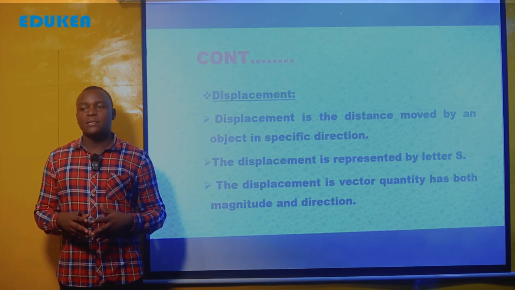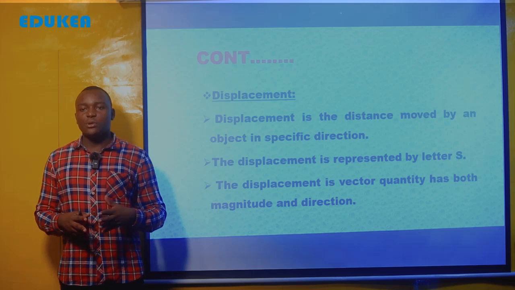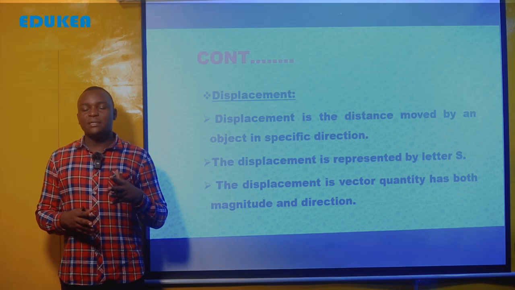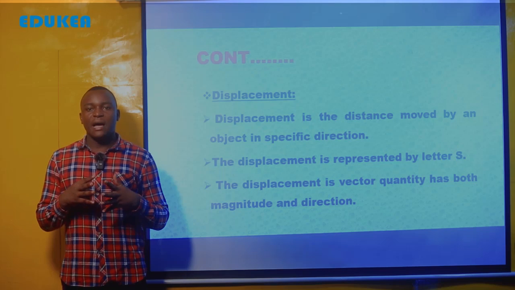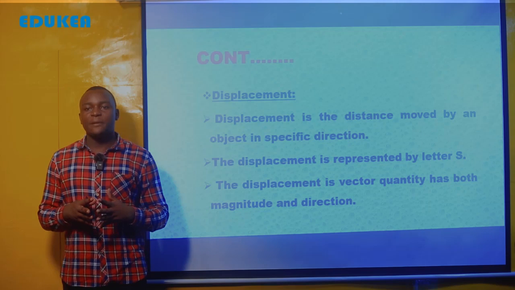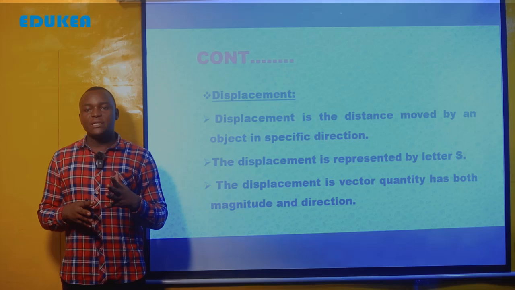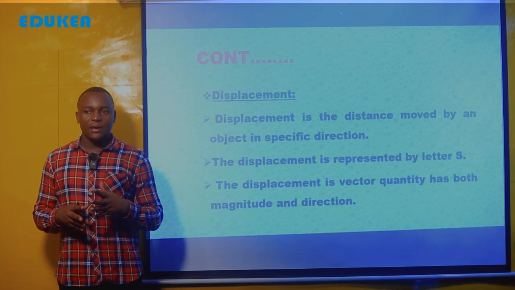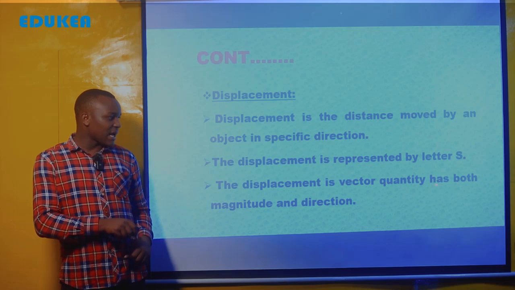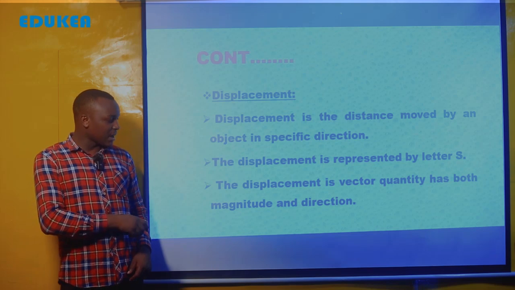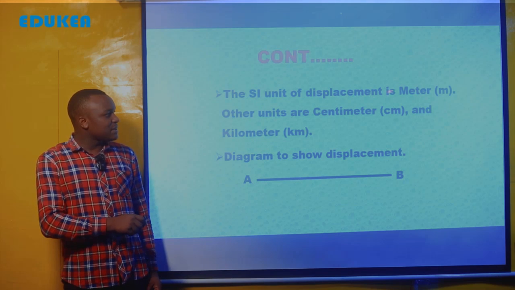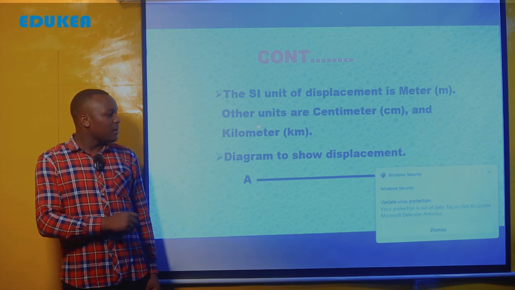But also we say distance is a scalar quantity because it has only magnitude but no direction. But when you talk about displacement, it is a vector quantity which has both magnitude and direction. So we say the displacement is a vector quantity as it has both magnitude and direction, kama tulivyosema hapo nyuma. Tunasema the SI unit of displacement is meter, and other units are centimeter and kilometer.